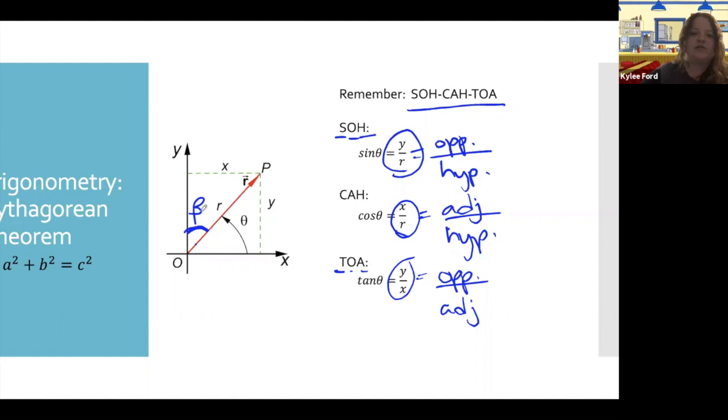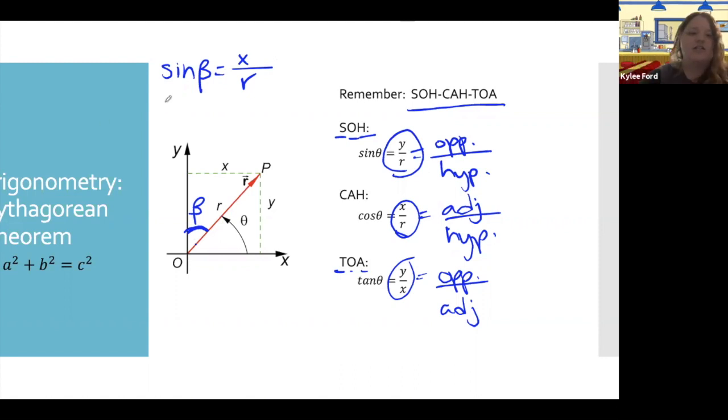So say we want to analyze that. We want to do the exact same thing. So we're going to say our sine beta is going to be our opposite. Opposite is going to be x, over our hypotenuse, which is still r. So notice the difference here. Now that we're looking at a different angle, our opposite and adjacent definitions are going to be different. So watch out for that.